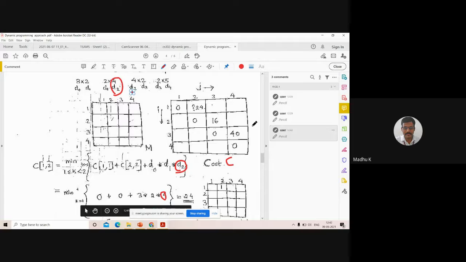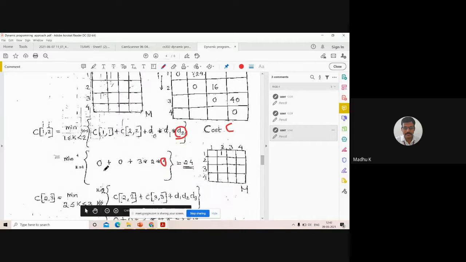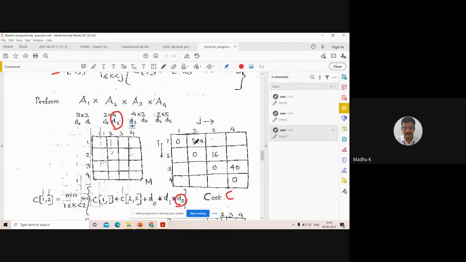Then what we will do? We will perform this operation. Here k will take only one value in this case, so we want to take the minimum of only this case. After evaluating, the value becomes 24. We will enter 24 here. By using the similar procedure, we want to calculate all the entries.